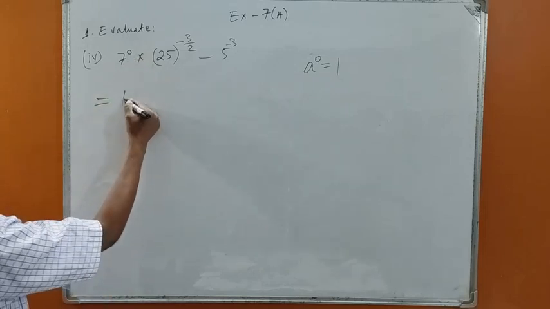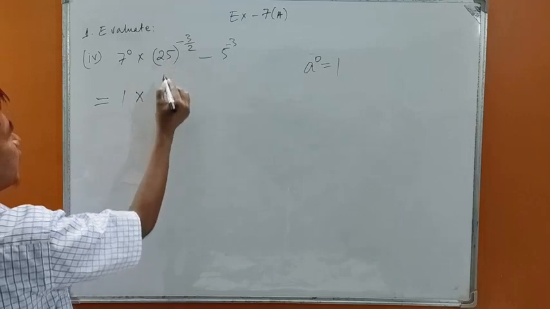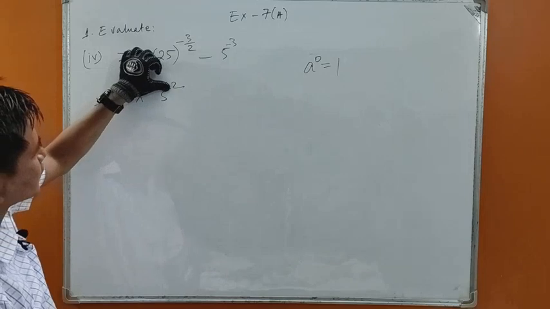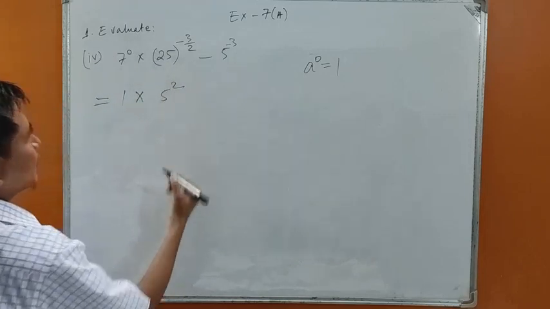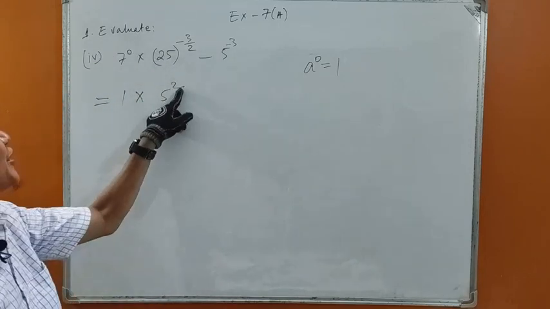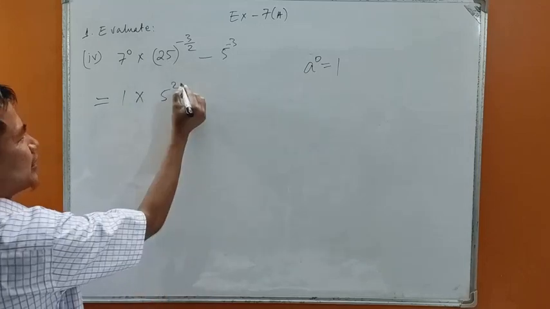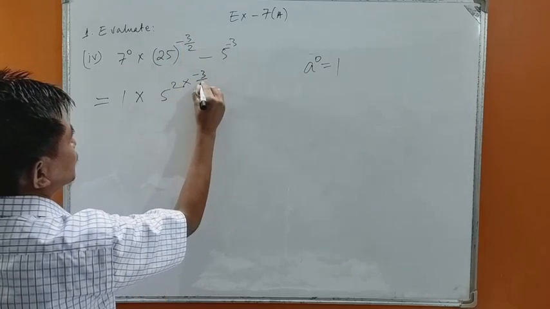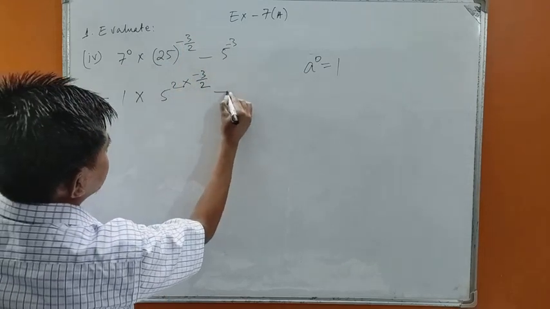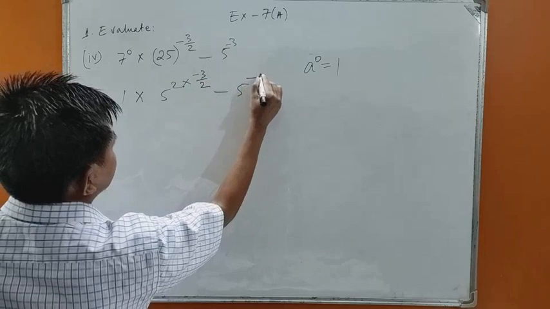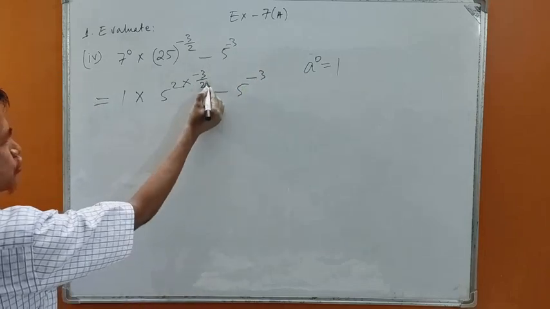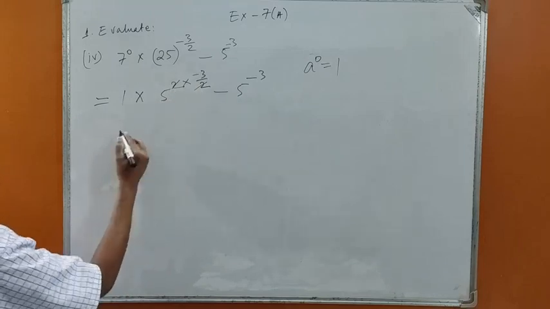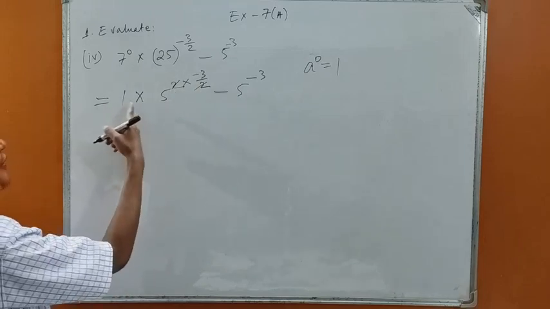7 raised to power 0 is 1, into 25 can be written as 5 square. 5 square, this is not minus, okay, this is 5. My style of writing 5. 5 square, 5 5s are 25, into minus 3 upon 2. This minus comes here, 5 to the power minus 3, isn't it? So this 2 and 2 cancel out because this 2 is in the numerator and this 2 is in the denominator. 1 into 5 means 5, isn't it?